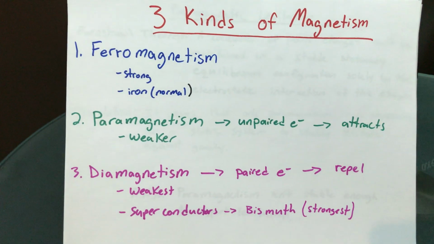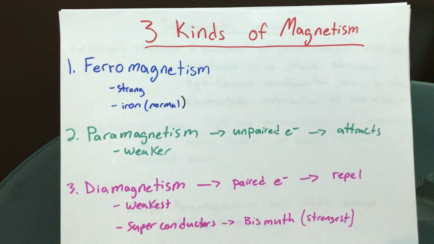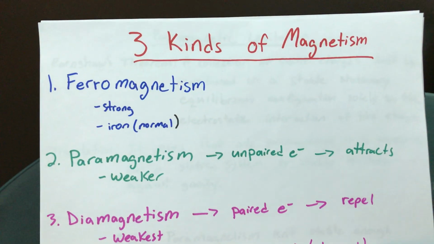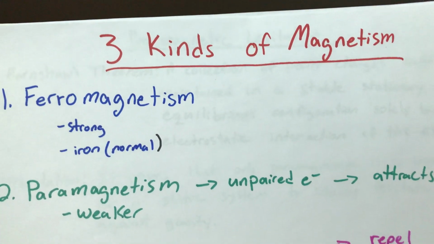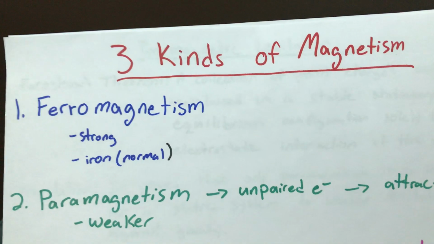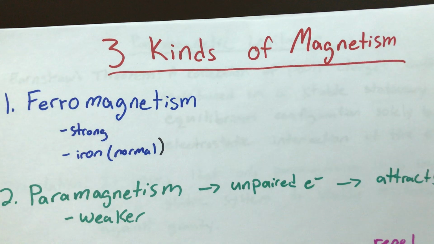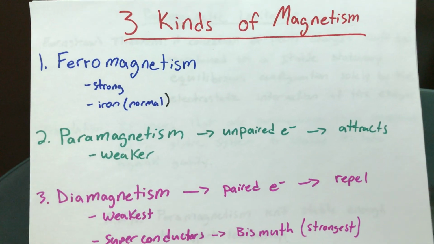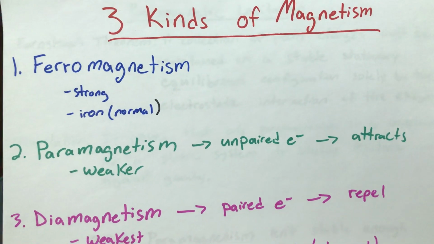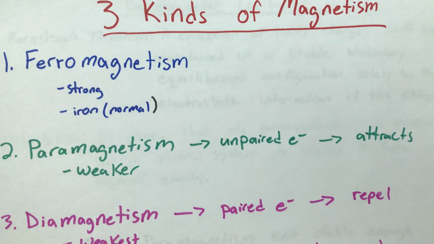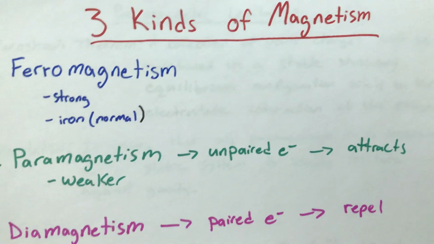Now, to answer the big question, what is paramagnetism and diamagnetism? Well, to start, we have ferromagnetism, which we're all familiar with. It has a north and south pole, it's the strongest, and it's composed of iron. Like poles repel, opposite poles attract. Then we have paramagnetism, which is weaker than ferromagnetism. The material is composed of unpaired electrons, and because of that, it's attracted to both ends of a magnet.